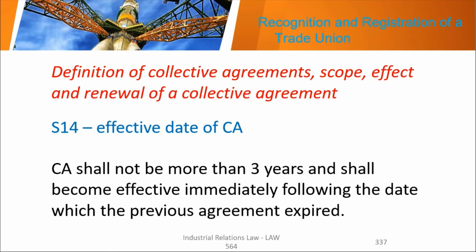So section 14 concerning the effective date of collective agreement: it will not be more than 3 years and shall become effective immediately following the date on which the previous agreement expired. So if the agreement previously expired in 2018, and then the new agreement is formed in 2020, it will be backdated to 2019, 2020, 2021. So next year, both parties have to sit down and start discussing all over again.